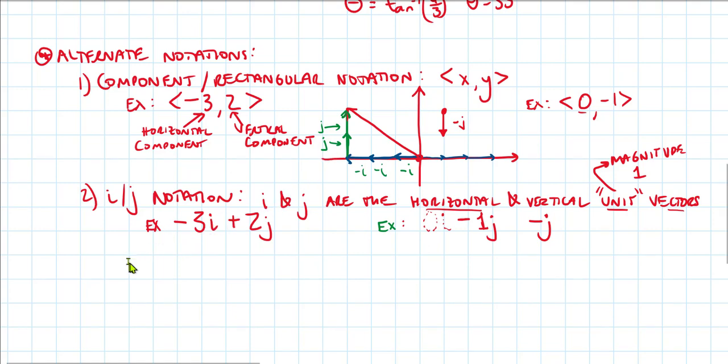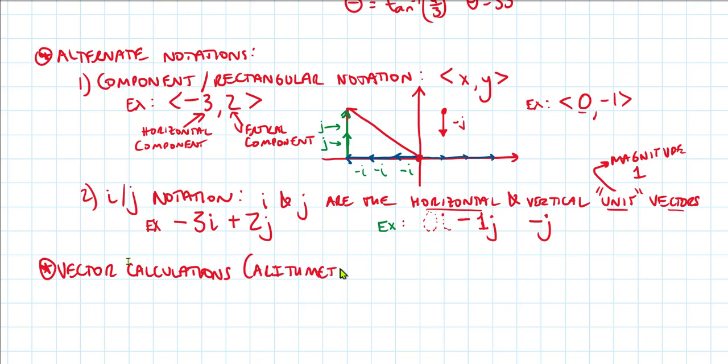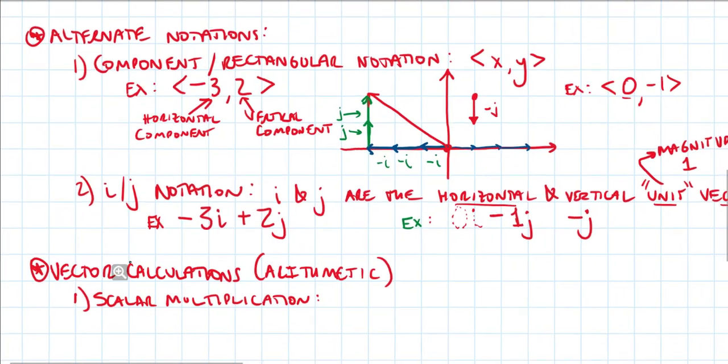Now we do need to talk about vector calculations. And basically what we're talking about here is vector arithmetic. We're going to be multiplying some things and adding some things and subtracting some things. We are going to start with scalar multiplication. And I'm going to use component or rectangular form here to notate this.